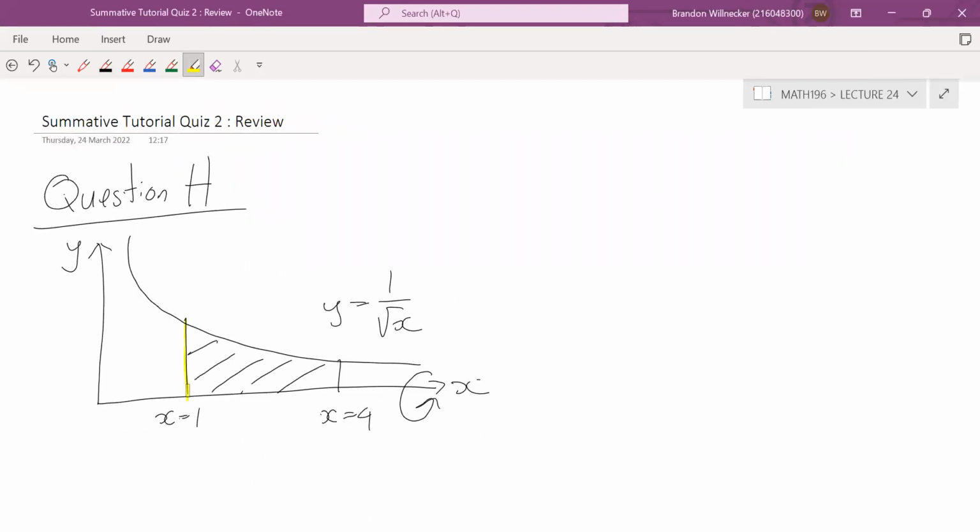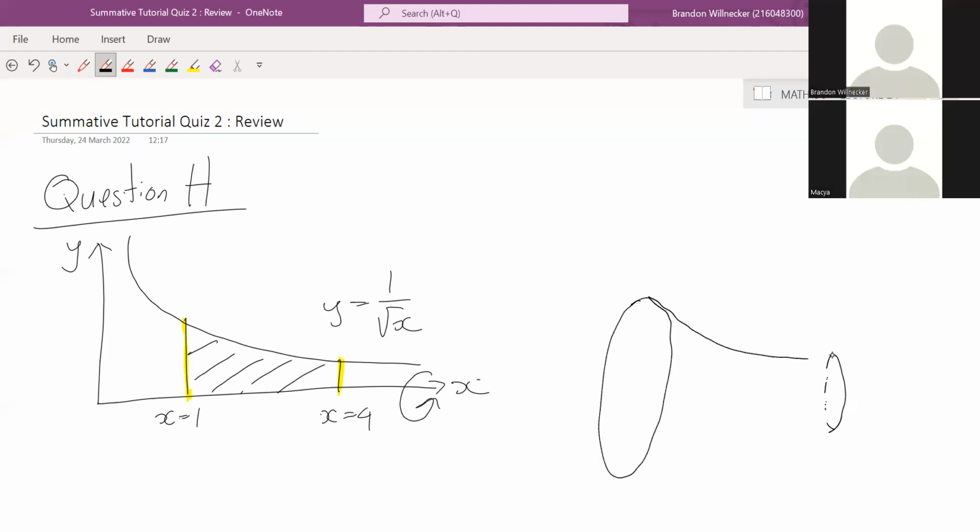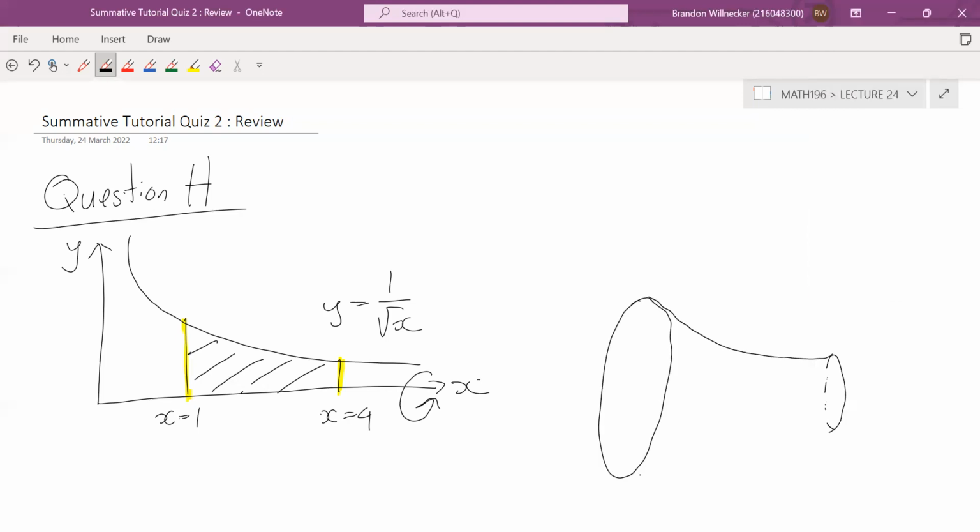Well, this line over here, if we rotate that around the x-axis, we're going to get a large circle, like that. If we take this line at x equals 4 and rotate it around, we're going to get a smaller circle, something like this. And then we connect it by this slope, the y equals 1 over root x. So it's going to be something like this. That's the shape that we get.